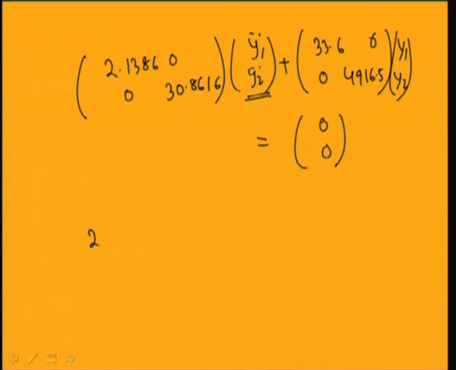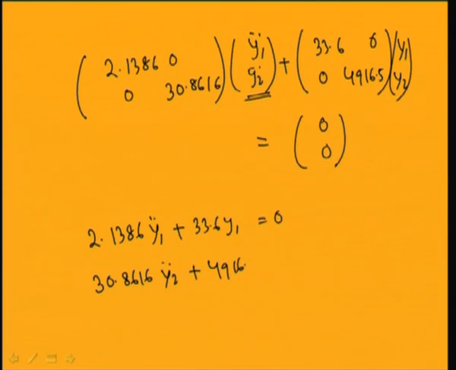So you can write these equations in terms of two single degree of freedom system equations, that is 2.1386 y1 double dot plus 33.6 y1 equal to 0. This is the first equation and the second equation becomes 30.8616 y2 double dot plus 4916.5 y2 equal to 0. So from this one can obtain y1 and y2 by solving these two equations. So let us solve the first equation and second equation to find y1, y2.